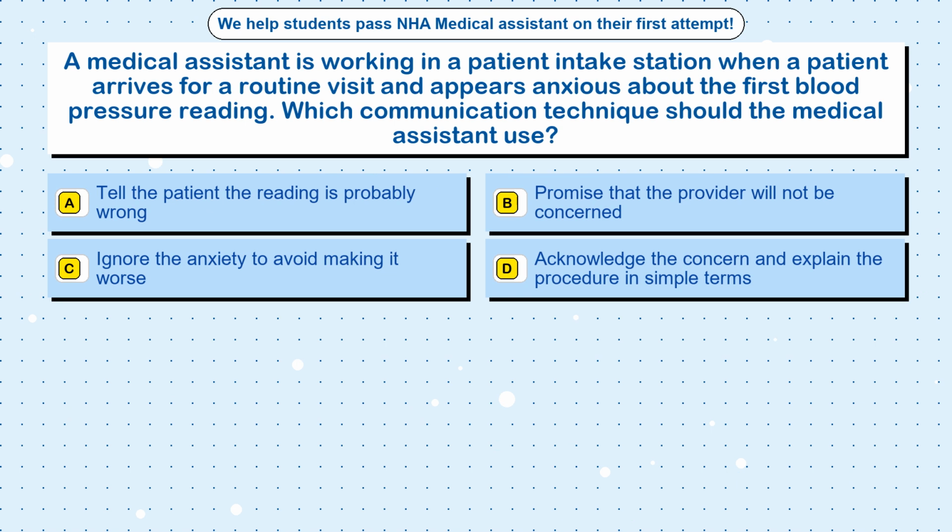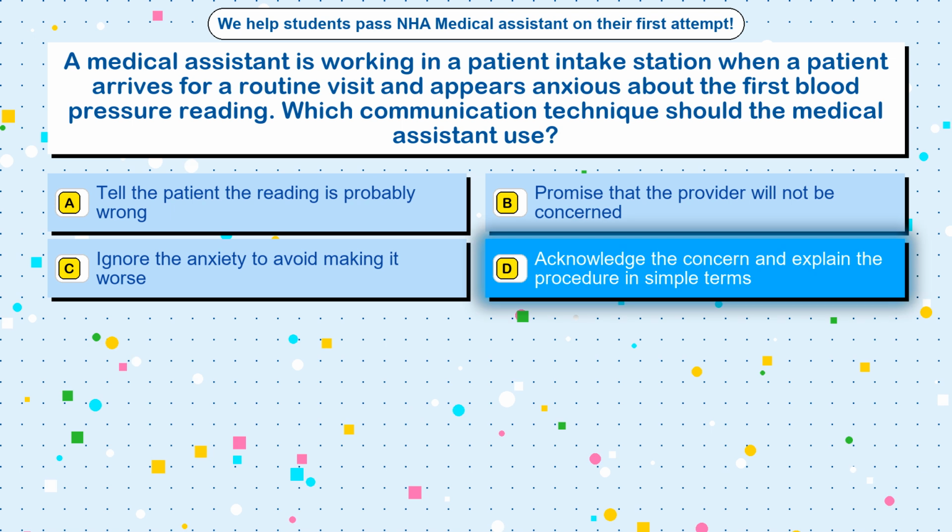Question 21. A medical assistant is working in a patient intake station when a patient arrives for a routine visit and appears anxious about the first blood pressure reading. Which communication technique should the medical assistant use? Option A. Tell the patient the reading is probably wrong. Option B. Promise that the provider will not be concerned. Option C. Ignore the anxiety to avoid making it worse. Option D. Acknowledge the concern and explain the procedure in simple terms. The correct answer is option D.